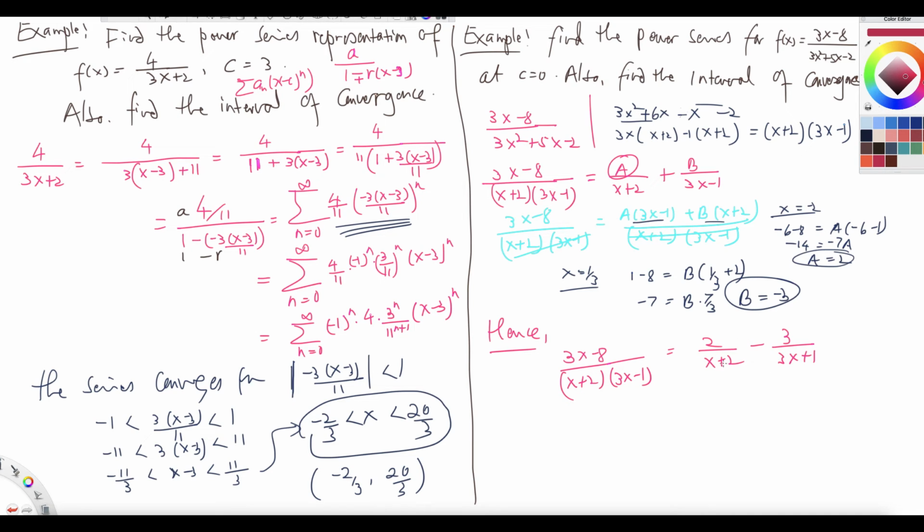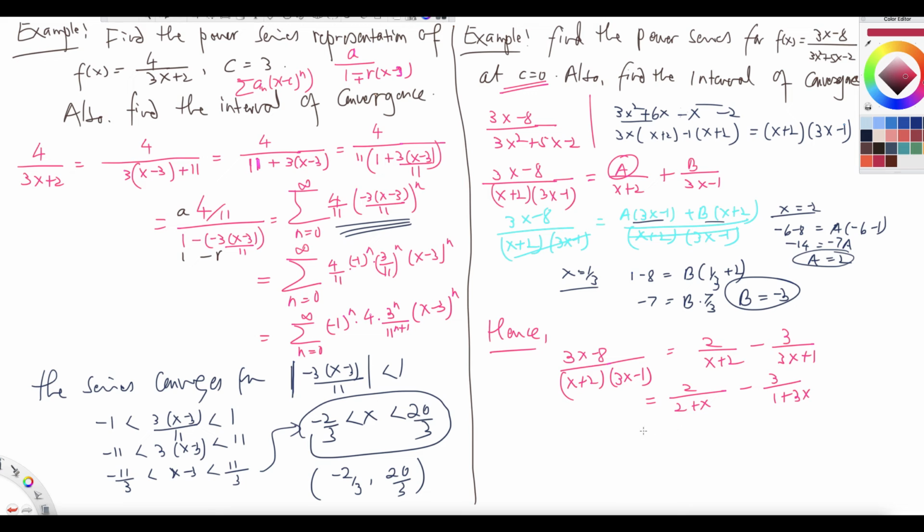Now I want to write this as a geometric series. How can you write that? Let me write it in a simplified form: 2 over (2 + x), and then minus 3 over (1 - 3x). Since the center is 0, we need a function of just x, not x plus 1 or x minus 1.